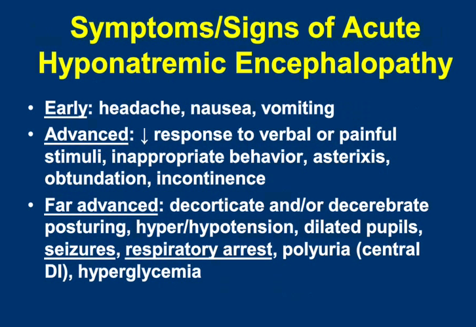So the symptoms and signs of acute hyponatremia are extremely important to recognize. Some people sort of subdivide these into early, advanced, and far advanced. But just be aware that patients can come in without much symptoms and then suddenly have a more advanced symptom of hyponatremia. So they may look reasonably well, but have a seizure in front of you from the acute hyponatremia. Far and away, the most common symptom is nausea and vomiting. Later on, they can develop a headache. Far advanced causes include dilated pupils, seizures, respiratory arrest, polyuria due to a central DI, or hyperglycemia, which is a very late complication of acute hyponatremia.